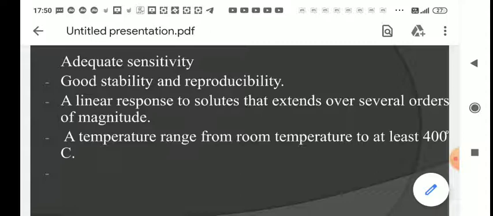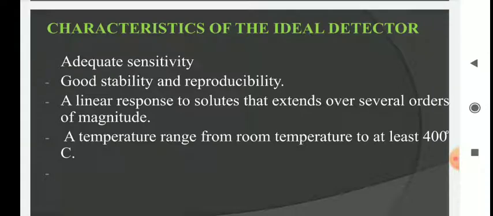The fourth point is a temperature range from room temperature to at least 400 degrees. That means you should be able to operate the detector from room temperature to at least 400 degrees. We know that in the earlier lecture we have seen that you can have programmed heating, that is, you are gradually increasing the temperature of the column or the oven from room temperature to higher temperatures. Now you can have samples where you have to heat even up to 400 degrees. So the detector, whatever you are having, should be capable of analyzing the sample even at 400 degrees.